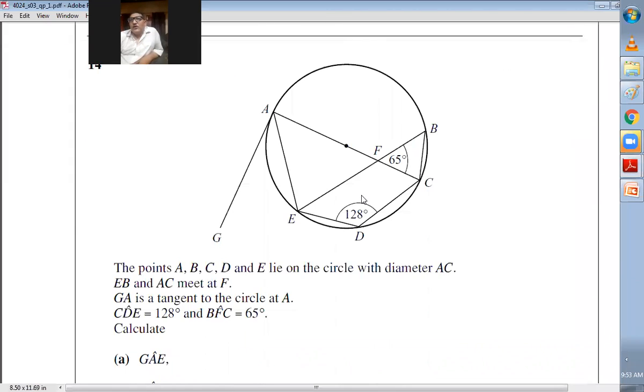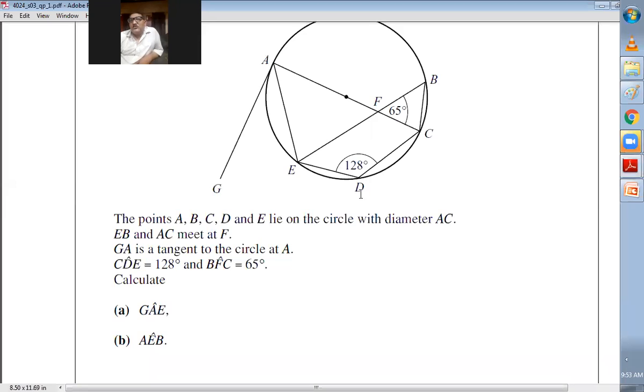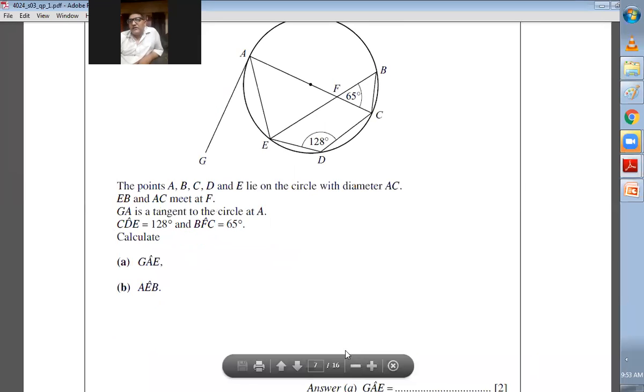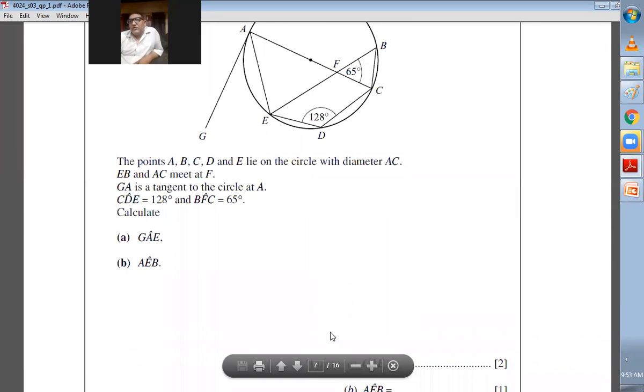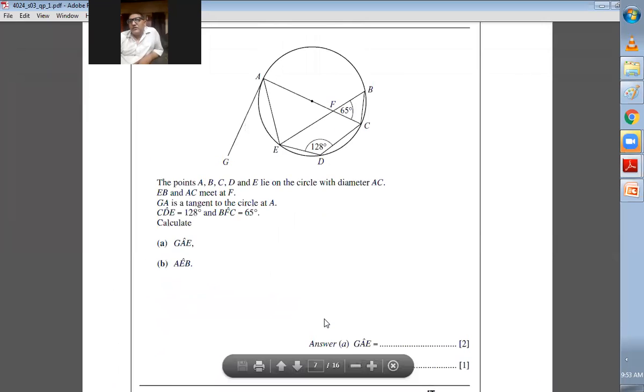Okay, so we are moving to the next question. The next question is a little bit tricky. So you can see the whole question.